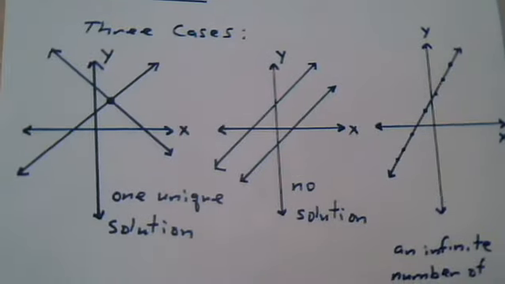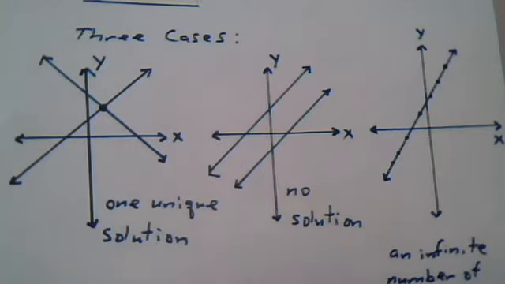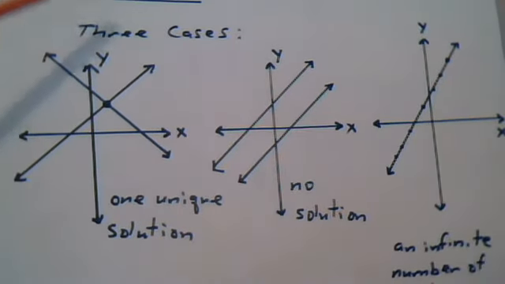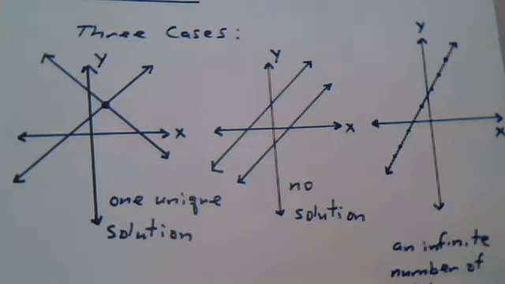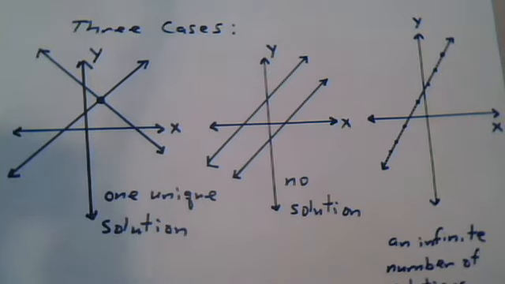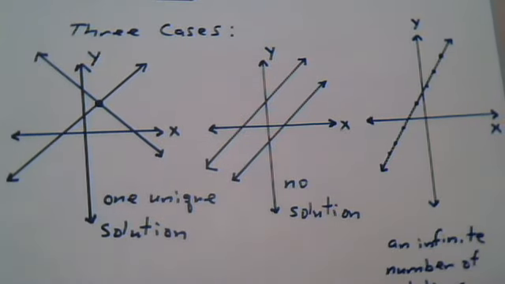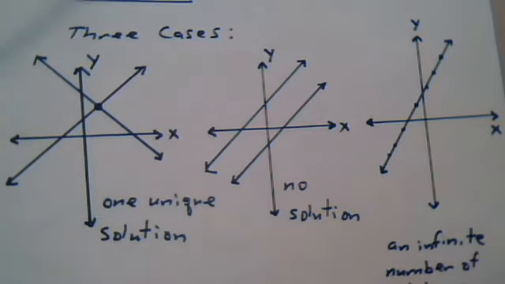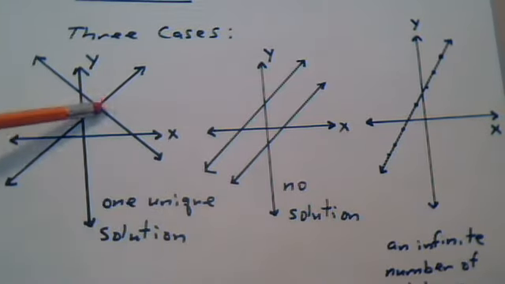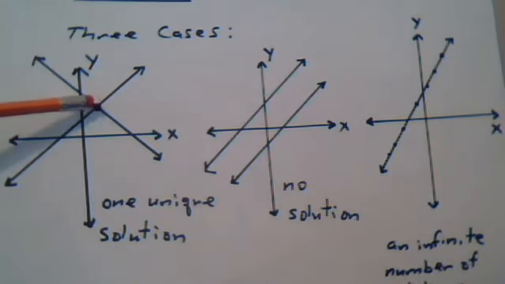Now let's interpret: what does it mean when we solve a system and get a result? Well, you have only 3 cases. And remember, each of these lines is represented by an equation. So, as in the very last problem, we came up with a solution. That would be this case, one unique solution set. That means these lines are crossing at one point.